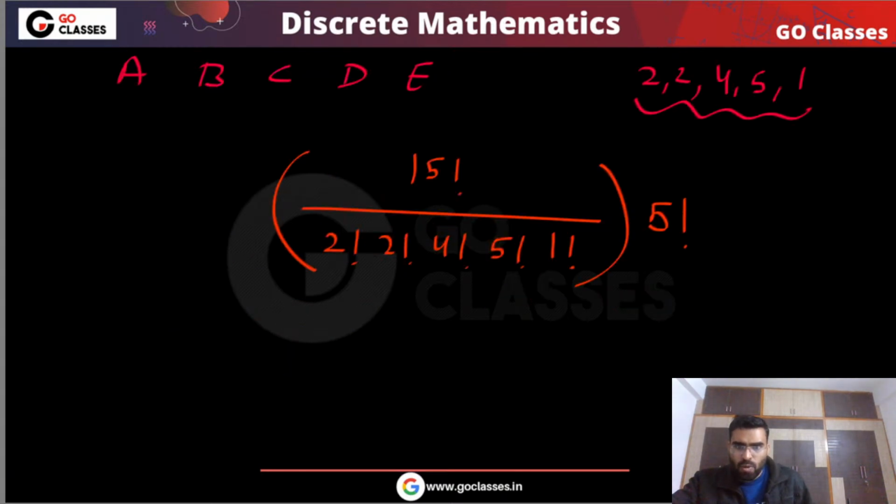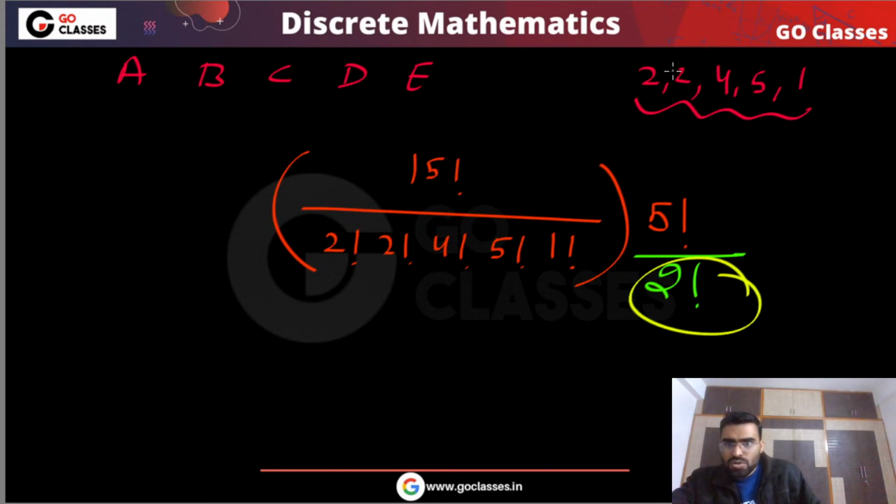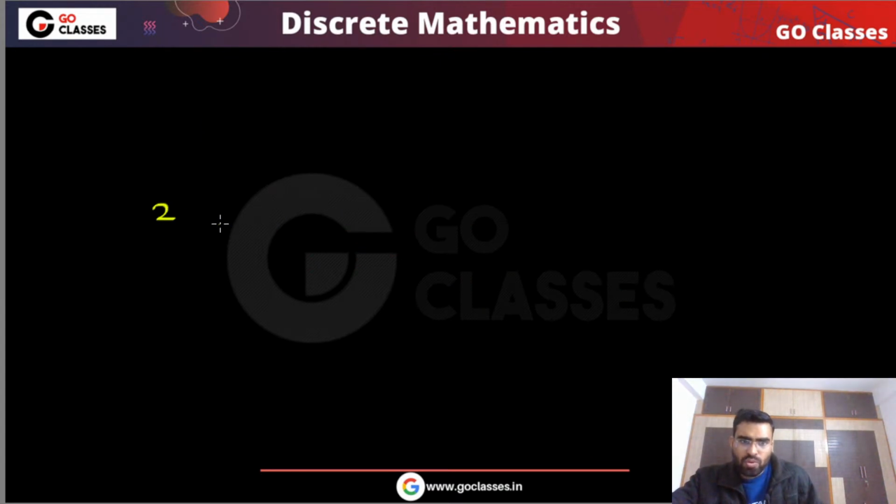But now here there is a problem. If I do it like this there is a mistake. What should I do? We should divide by an additional 2 factorial. You can notice why this additional 2 factorial is coming, because of this 2 2 4 5 1. So you have 2 2 4 5 1.